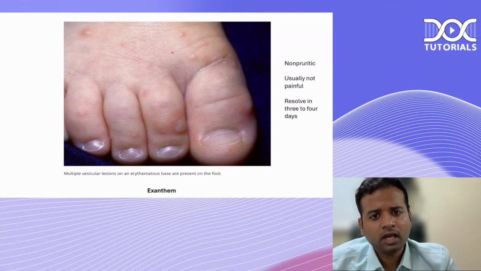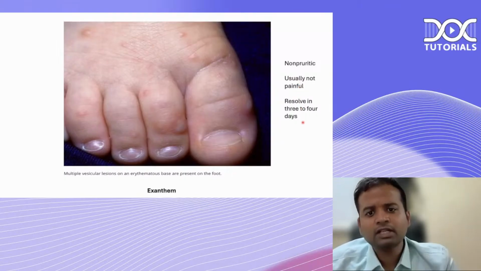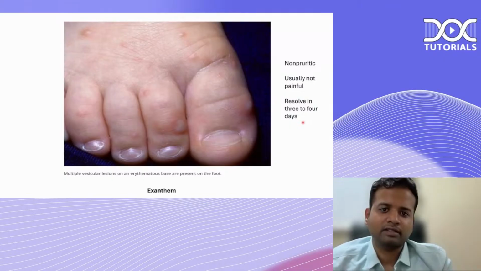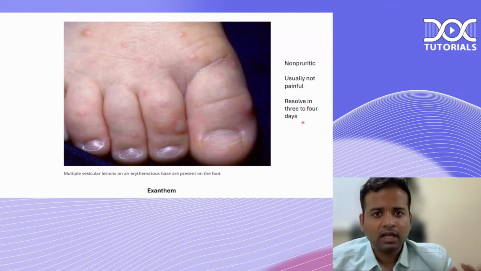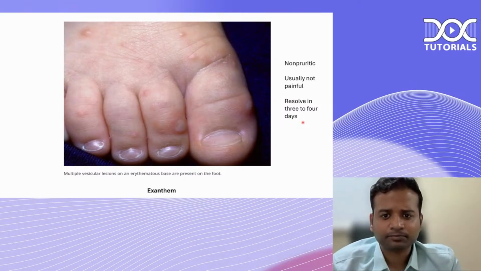So macules, papules, and vesicles on an erythematous base. Various stages of lesions are present at the same time. Mostly they are non-pruritic, and usually they are not painful, and they usually resolve in 3 to 5 days. This is typical hand, foot, mouth disease. Incubation period 3 to 5 days, oral enanthem, and skin exanthem. Please remember these important points.